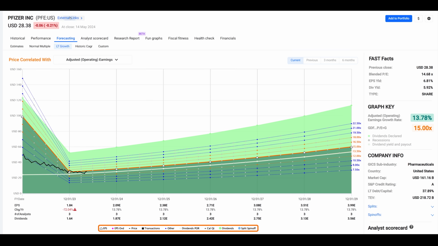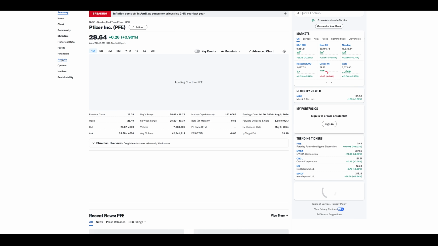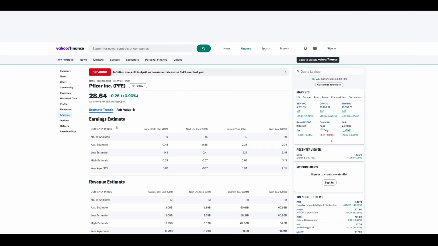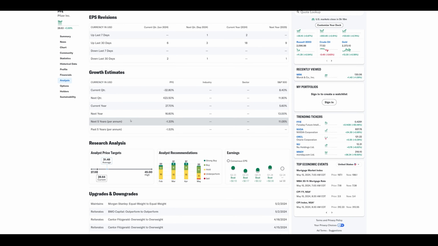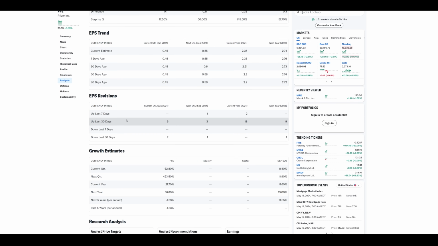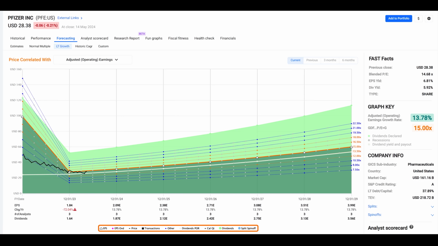And once again, I can go into Yahoo estimates, and this is the kind of stuff you've got to deal with as an analyst and look at what analysts think on Pfizer. We get similar estimates for the next couple of years, but again, if I look at the next 5 years, they expect negative growth on Pfizer. So are these analysts right or wrong?